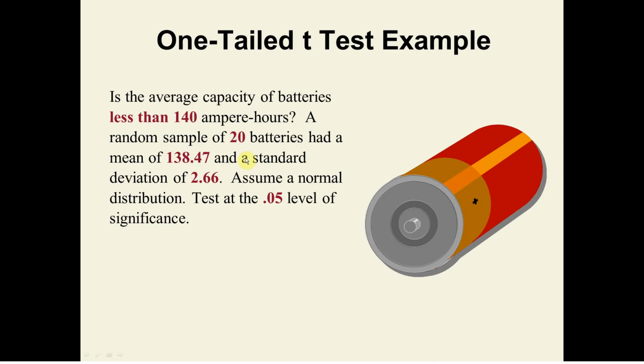Let's find out. Let's just say it has a standard deviation of 2.66. That's the sample standard deviation. And we want to test at the 0.05 level of significance, otherwise the 95% confidence level. We'd like to know whether it's true that the average capacity is less than 140.